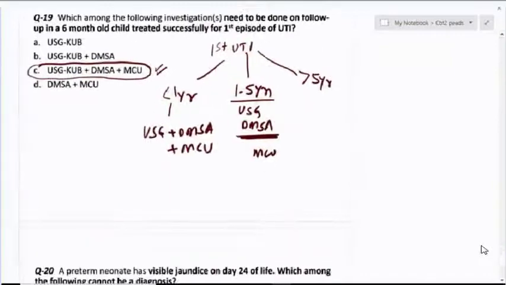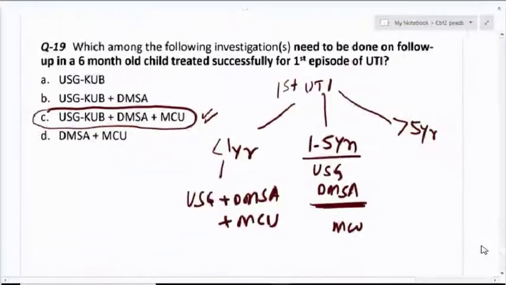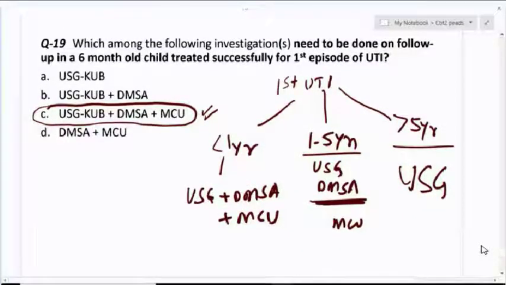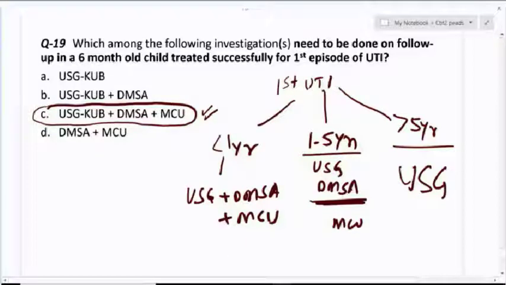So remember, after 5 years, if a child comes to us with UTI, we'll only get an ultrasound, and depending on that, we'll go for other tests. But remember, this is the first episode of UTI. For recurrent UTI, you always have to do all of the following investigations: ultrasound, DMSA, MCU, all.